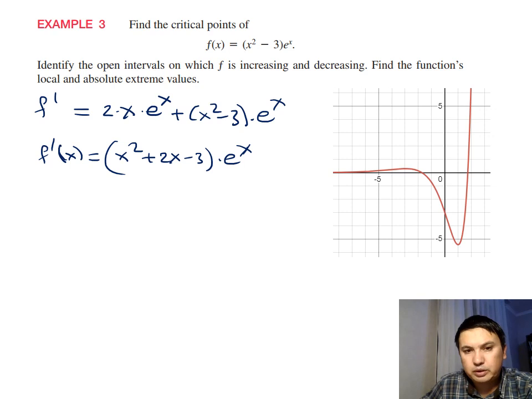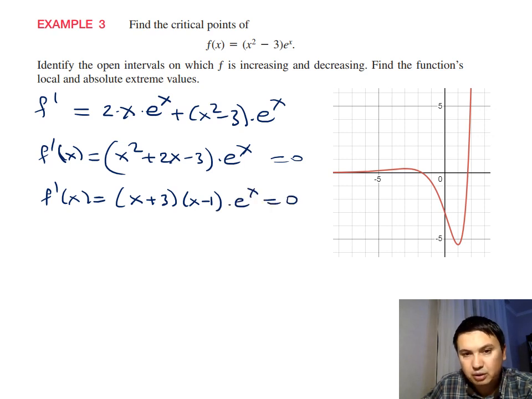Okay, I need to set it equal to 0, so you can solve this quadratic equation with the quadratic formula, or you can simply factorize. You can do (x plus 3)(x minus 1) times e to the x equal to 0. So e to the x is never 0, right? So the only way this can be 0 is if x is minus 3 or if x is 1. So these are my critical points, right?